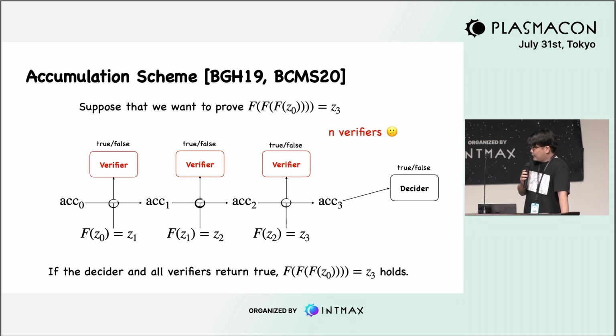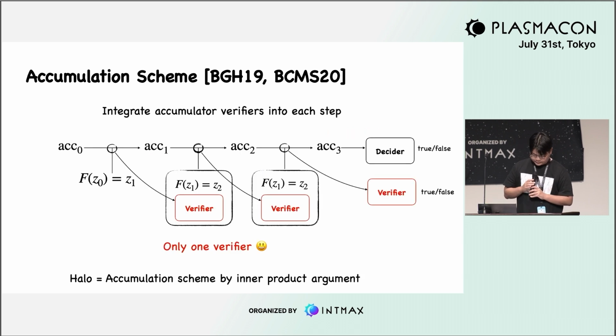However, the number of accumulator verifiers still needs to be n, which is still inefficient. So we include the accumulator verifier of each step in the statement of the next ZKP. And we fold the accumulator verifier itself. By dividing in this way, only the last accumulator verifier is needed. So Halo and Halo2 use the inner product argument as the accumulator.